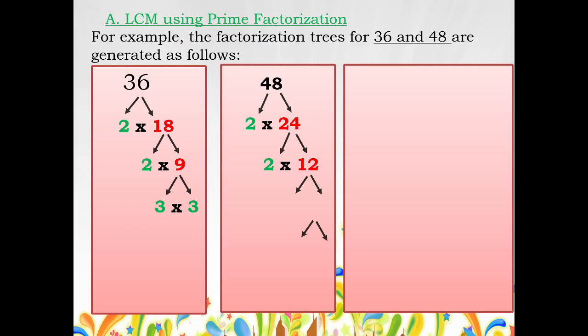Okay, so 12 is a composite number again. Let us factor again. It can be 4 times 3 or 2 times 6. I again used 2 times 6, so I can easily see the prime numbers. I keep using 2 as long as it can be divided by 2. Then we have 6, which is a composite number. Think of two numbers that are factors of 6: 2 times 3. So, 2 and 3 are prime numbers. We end factoring 48 there. As you can see, we are done factoring 48 and 36.